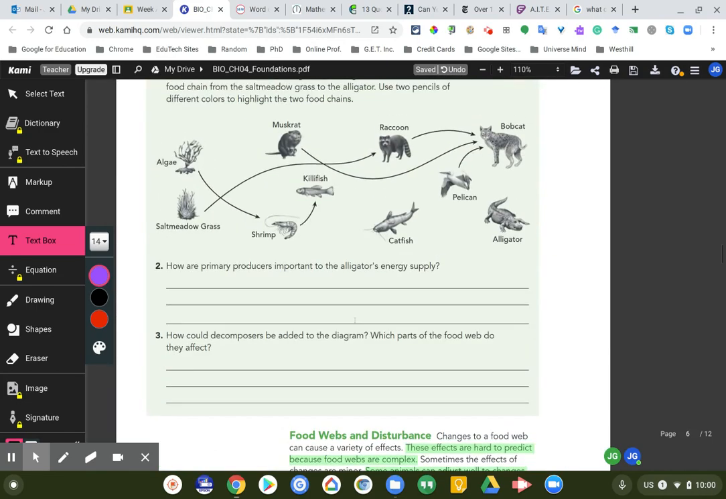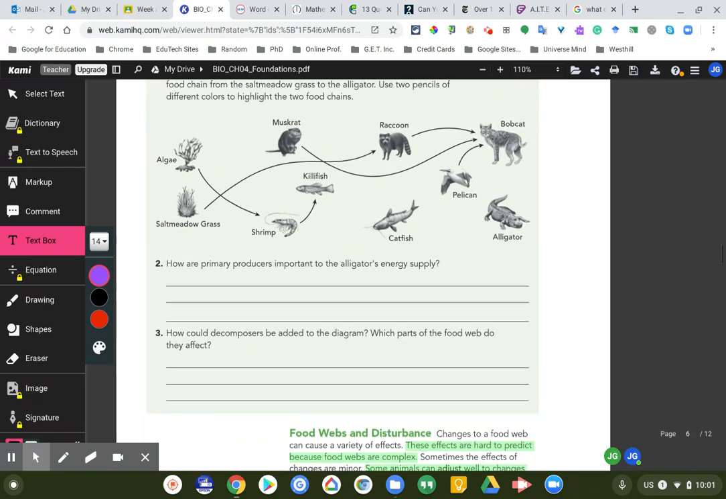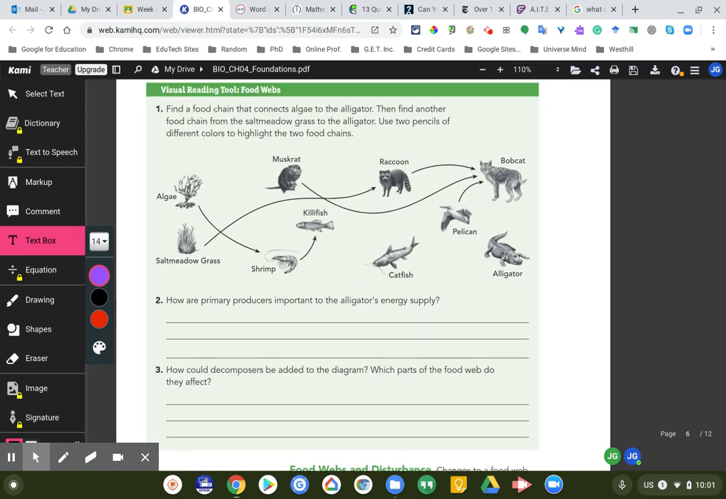Okay, so find a chain that connects algae to the alligator. Honestly, I don't know what this is asking me to do, so I'm really not going to do this part. You guys are free to do that. But obviously, food chains can connect algae to alligators. I'm not saying they can't.